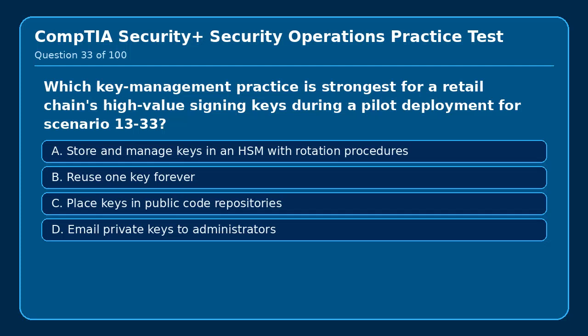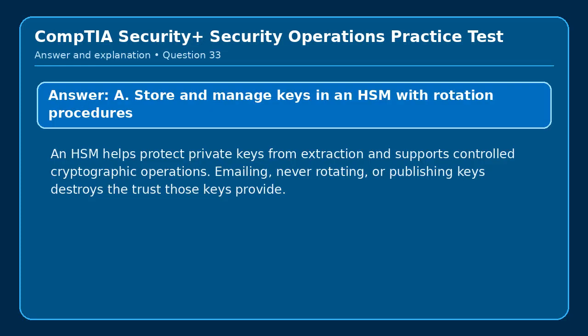The answer is B. Business impact analysis. A BIA maps business processes to impact, recovery priorities, and downtime tolerance. Wireless surveys, fragmentation tests, and password checks do not define business recovery priorities.